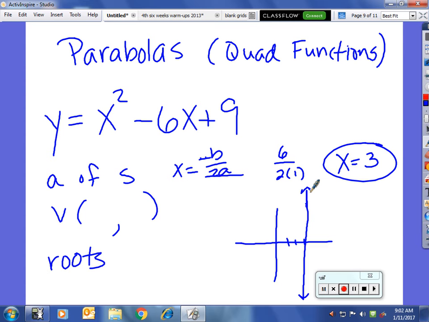Yeah, the vertex has to be on the axis of symmetry. That means we're already halfway done with the vertex. It has to have the same x value that the vertex does. But the vertex has something else. The vertex isn't a line. What's the vertex? A point.